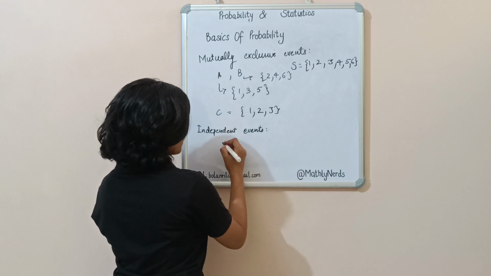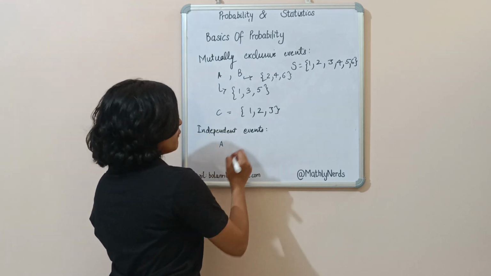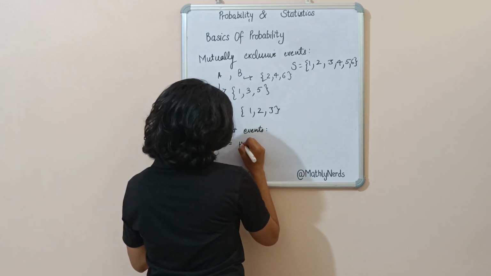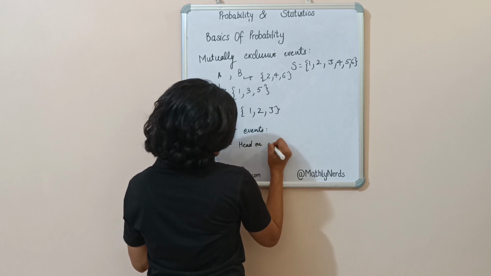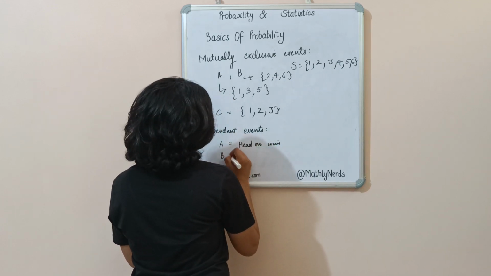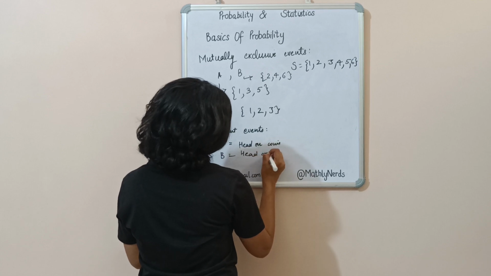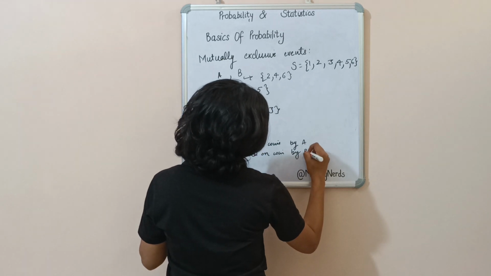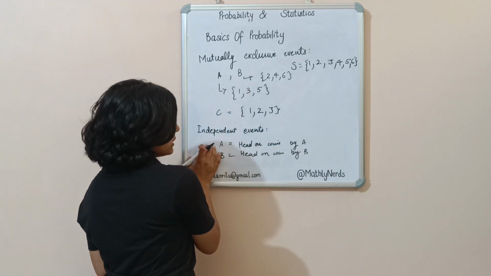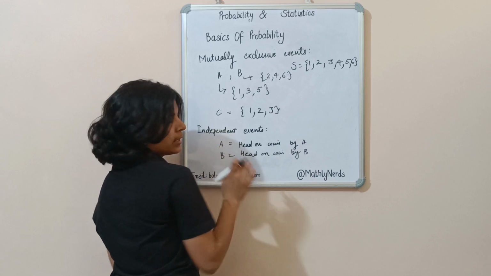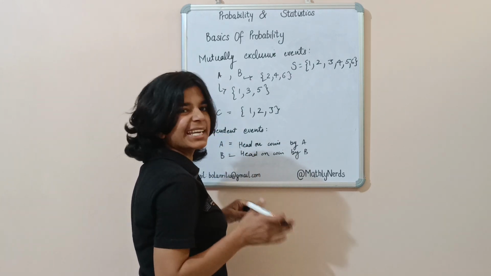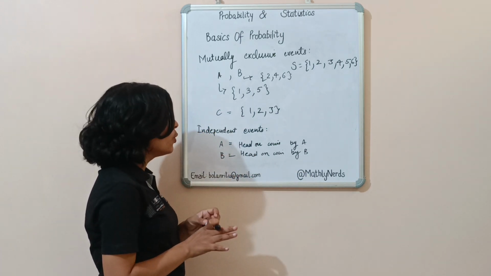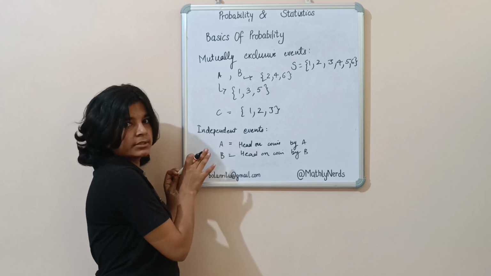For example, A is a student who tosses a coin, and A is the event getting head on the coin, and B is also getting head on a coin tossed by B. So is the output of A tossing a coin getting affected by the outcome which B gets on tossing a coin? No. So they are independent events.